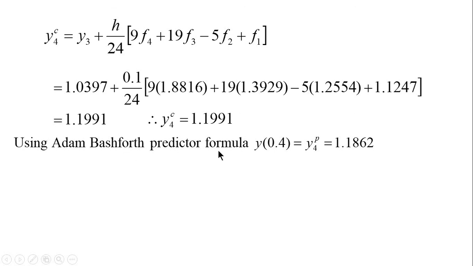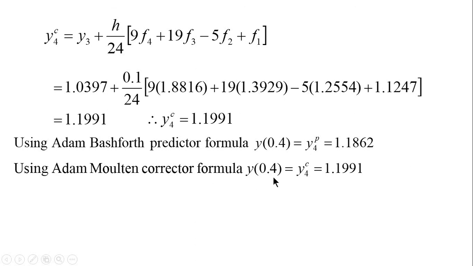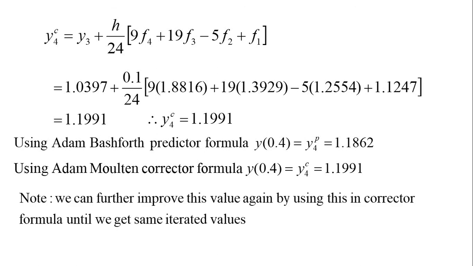Using the Bashforth predictor formula, we got y4 as 1.1862. Using the corrector formula, we got y4 as 1.1991. You can see there is much difference. We can stop here, or else we can use the same corrected value in the corrector formula repeatedly until the iterations are the same. Only in the first step we need the predicted value. For the remaining steps, we will use only the corrected value for all the iterations. We can stop here, or else we can further improve the iterations.